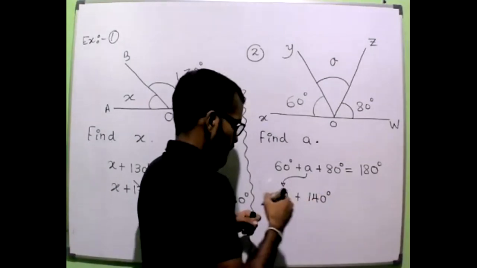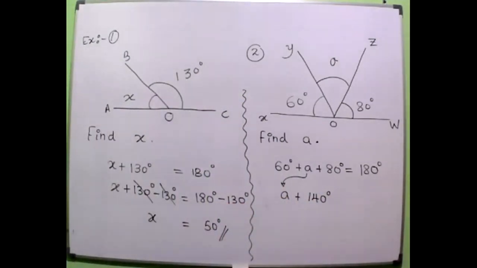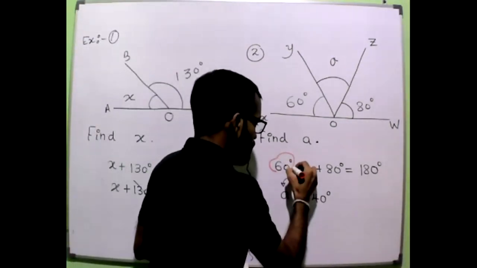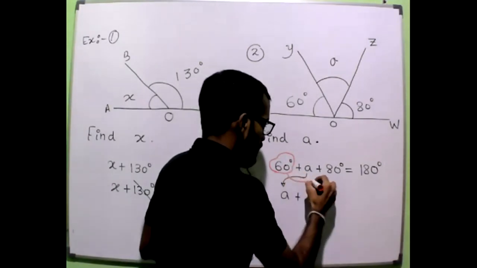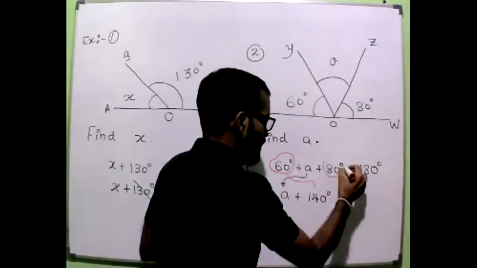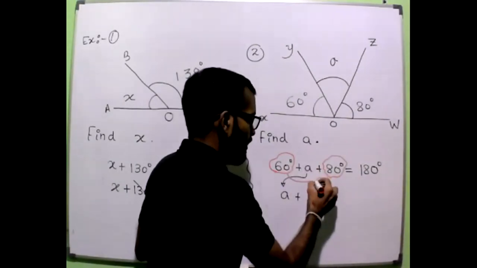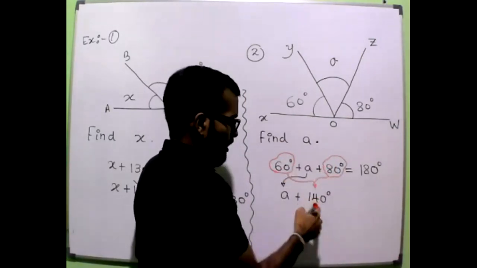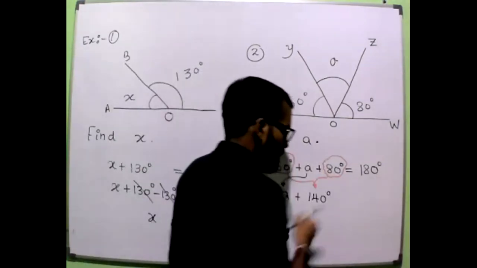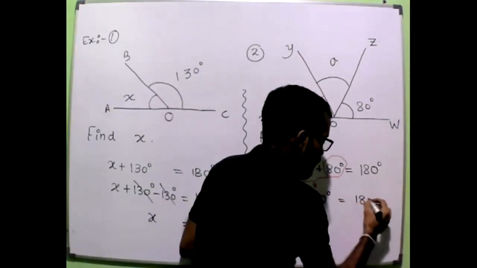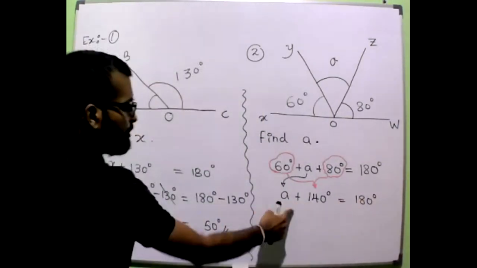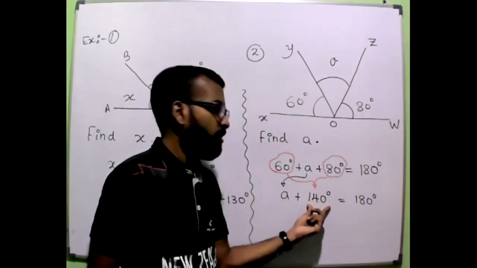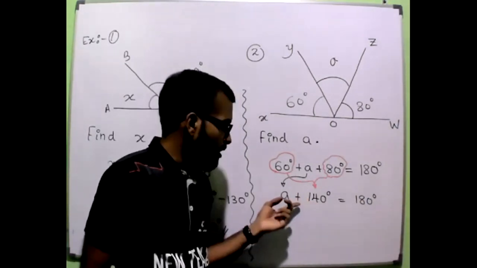Right? 140. If you cannot understand that, I will put some arrows. So these are similar terms, 60 and 80, and I have added them together: 60 plus 80, 140. And on my right hand side, 180. This step and this step are similar. Now what is our burden? 140.